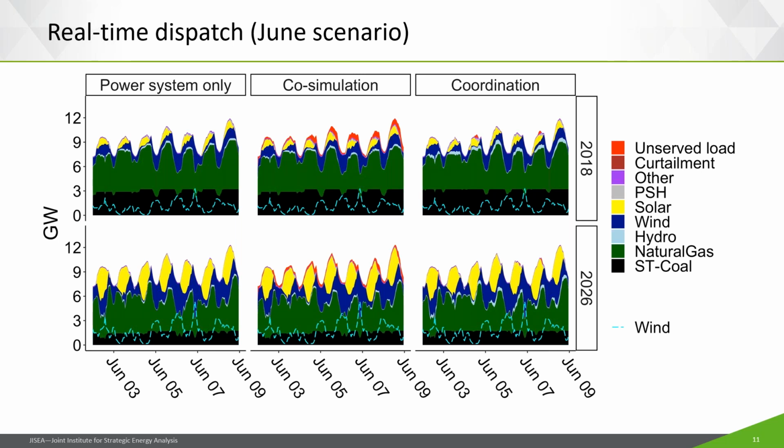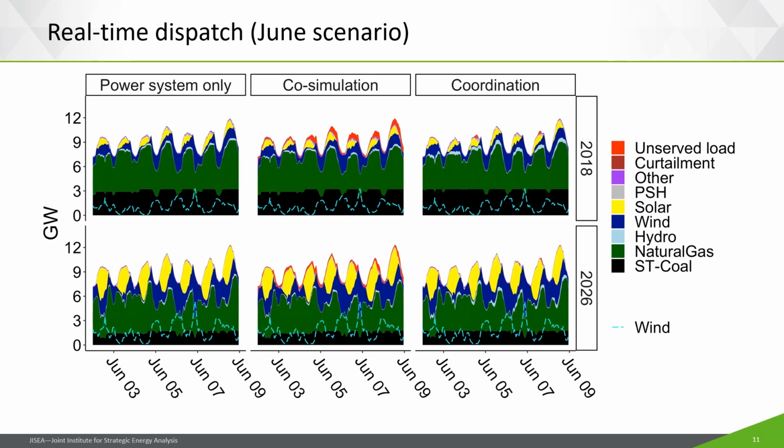As we move further right to the coordination case, we see that we've been able to greatly reduce that unserved load and thus reduce the cost of operating the power system, as well as reduce the reliability risk to the power system, just by adding an additional feedback loop where the power system can now understand what the limits are in terms of rated flow at each generator in the natural gas network, and then allow the power system to reschedule based on that.